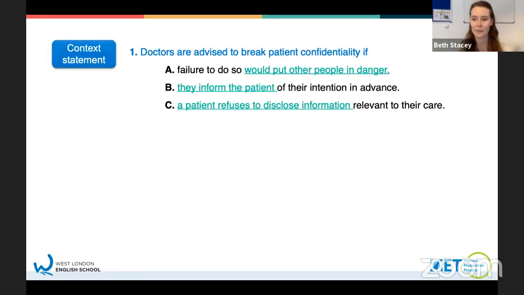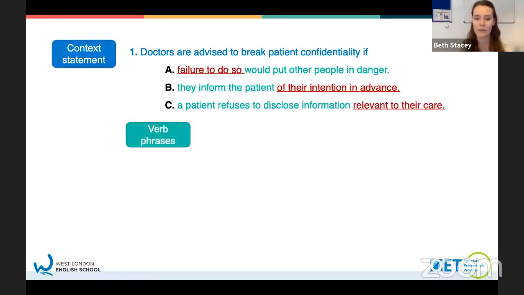And then looking at the answer options, the way that they are created for OET is there are verb phrases, and there are also noun phrases. Now, if we just look at the verbs with our options: doctors are advised to break patient confidentiality if other people are in danger, then you can break patient confidentiality. B, they can break confidentiality if they inform the patient. And then C, they can break patient confidentiality if a patient refuses to disclose information.